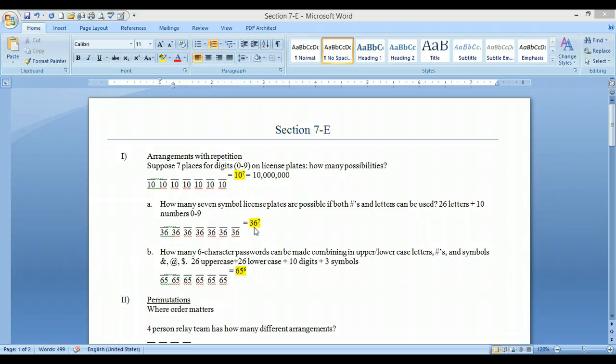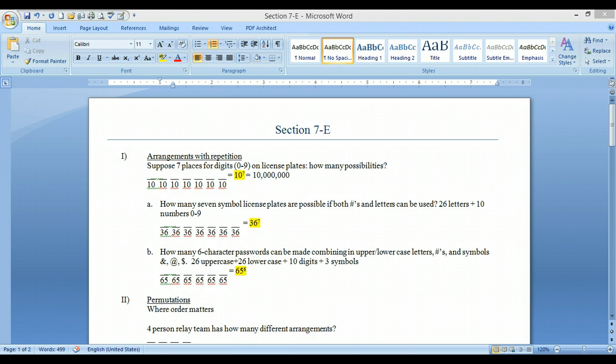Let's move to the next example. How many 6-character passwords can be made combining upper and lowercase letters and numbers, those digits 0 through 9, and the symbols of and, at, and the dollar sign? Just 3 symbols. So we have 26 uppercase, 26 lowercase, 10 digits 0 through 9, and 3 symbols. Add those together and I have 65 possibilities for a 6-character password. So for each of these characters I have 65 possible, 65, 65, 65, 65, and 65, which gives me 65 raised to the 6th power.